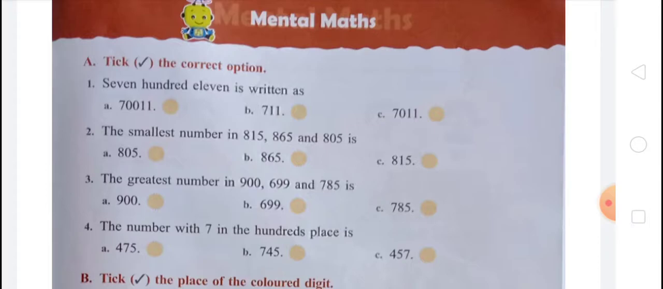Fourth, the number with 7 in the hundreds place. In which number is there a 7 on the hundreds place? You can see there are three options: 475, 745 and 457. You know that in option B, 745, 7 is on the hundreds place.